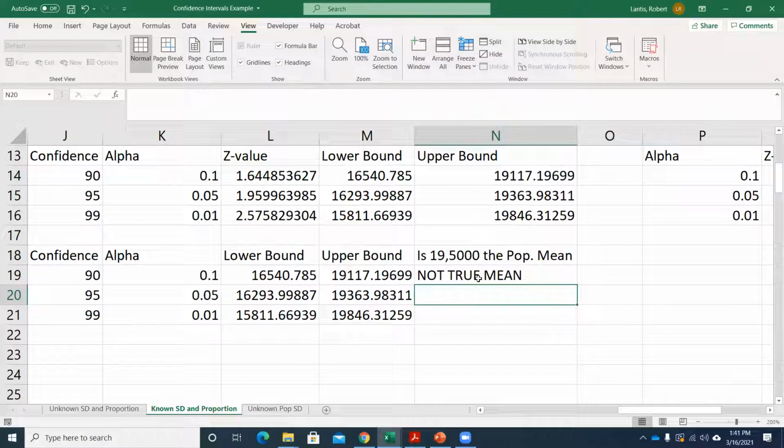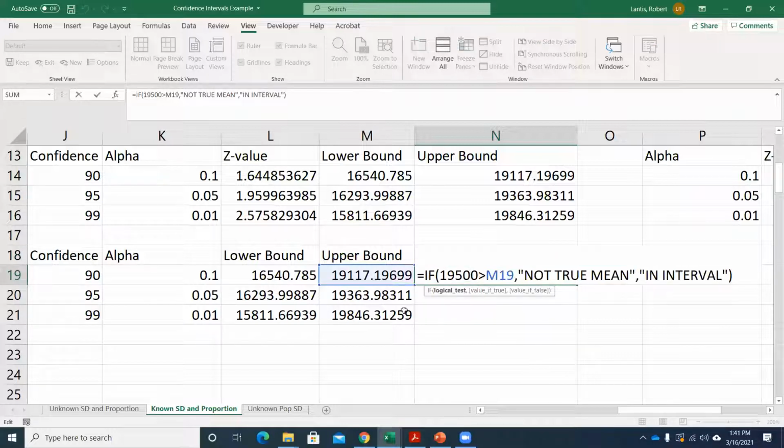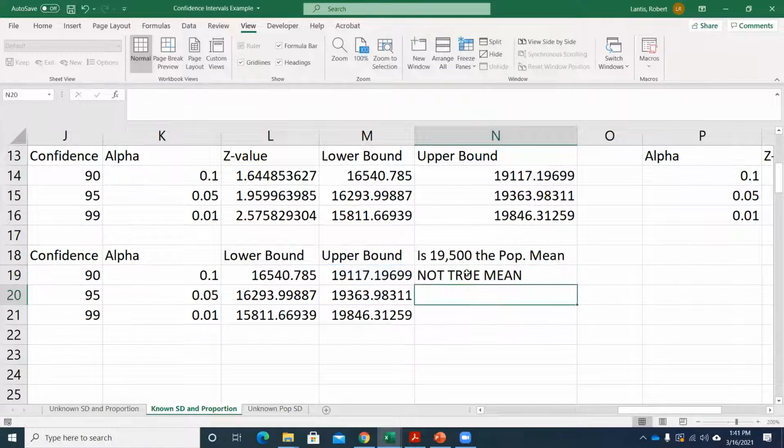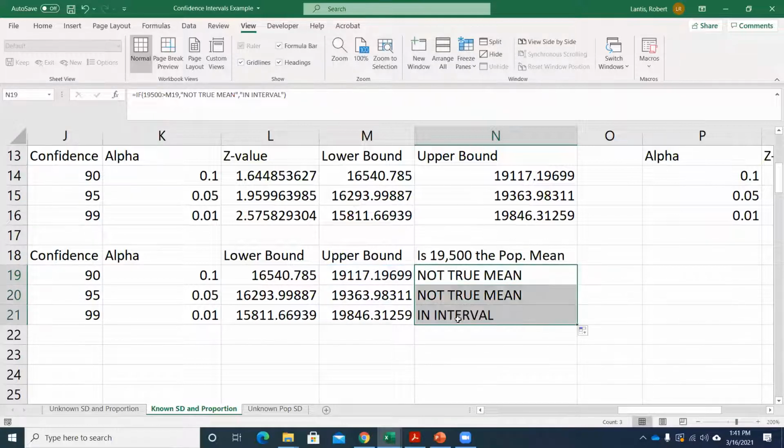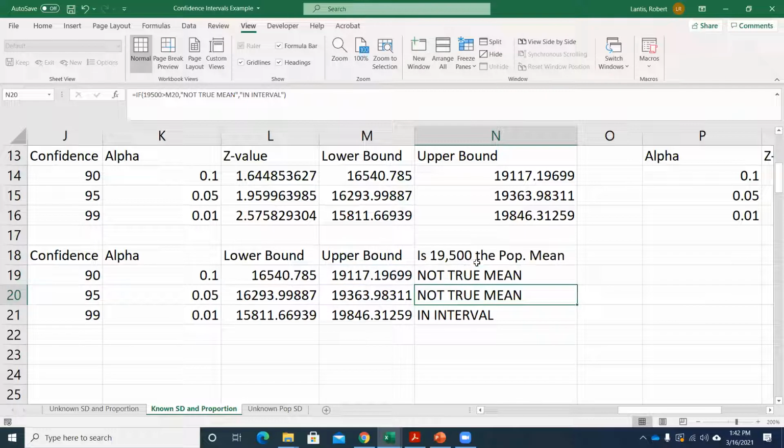Right? And the reason why this is kind of interesting, and delete my extra 0 here, is because now if I drag this down, it's going to start checking against the next confidence interval's upper bound and then the next ones. Notice 19,500, you can pretty easily see, oh yeah, it's outside the interval for the 90 and 95%, so it can't be the true mean. But at the 99% level, it's actually in my interval, so it could be one of the potential true mean values. That's just kind of a brief introduction to the if statement. We'll use it more so once we get to hypothesis testing, but we can play around with it a little bit here too.